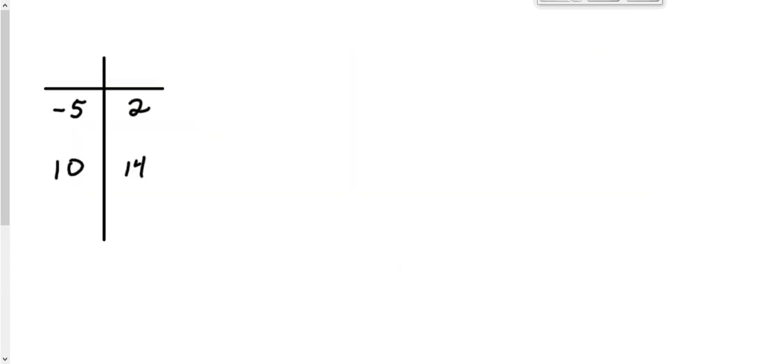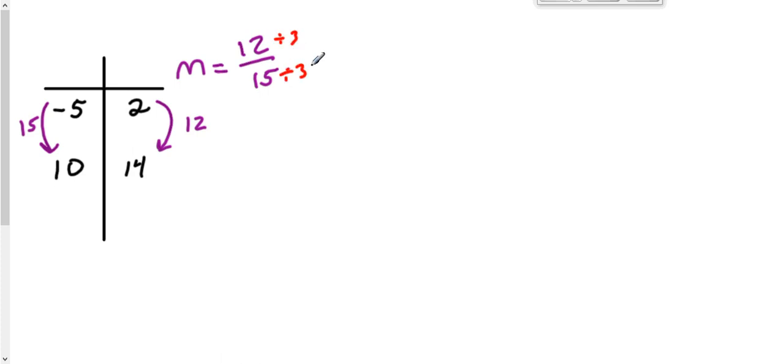We'll try it again. First thing, gotta find that slope. Then we'll select a point. So from 2 to 14, that is 12. From negative 5 to 10, that's 15. So our slope is 12 over 15. We're going to simplify that. 3 goes into both of these. We get 4/5.